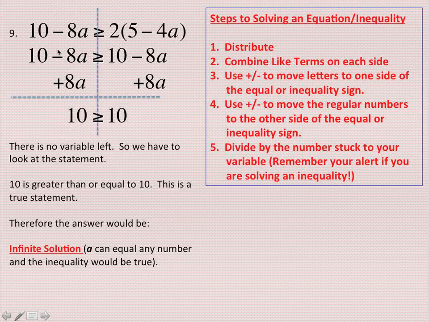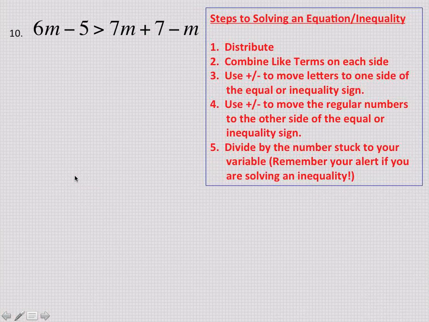All right? So the book calls any infinite solution, they call it an identity. If you just wrote infinite solution, that would be fine with us. You can write identity if you want. So if you get no variable left, look at the statement. If it's true, then your answer is infinite solution or identity. All right? Let's look at this one.